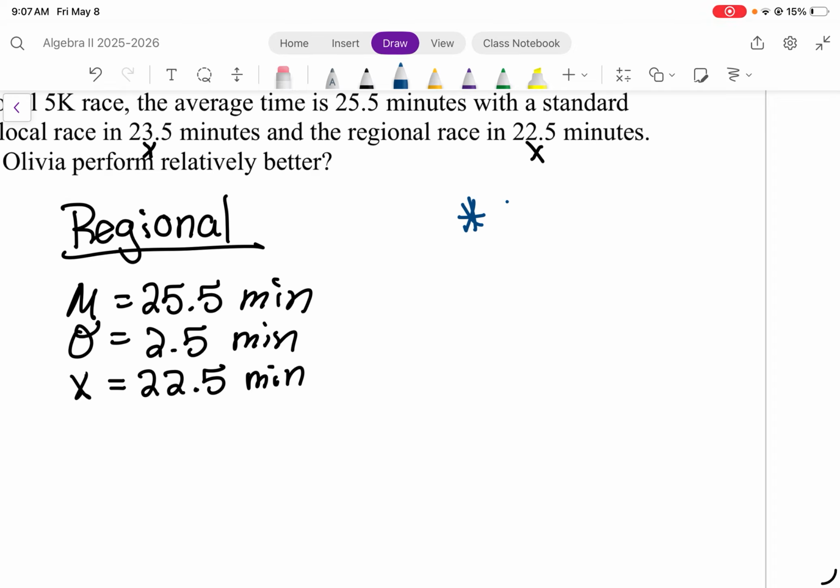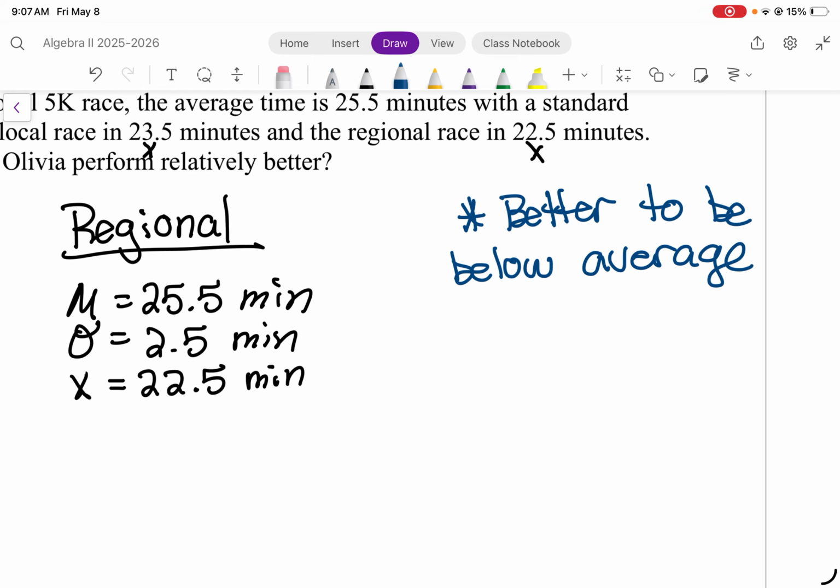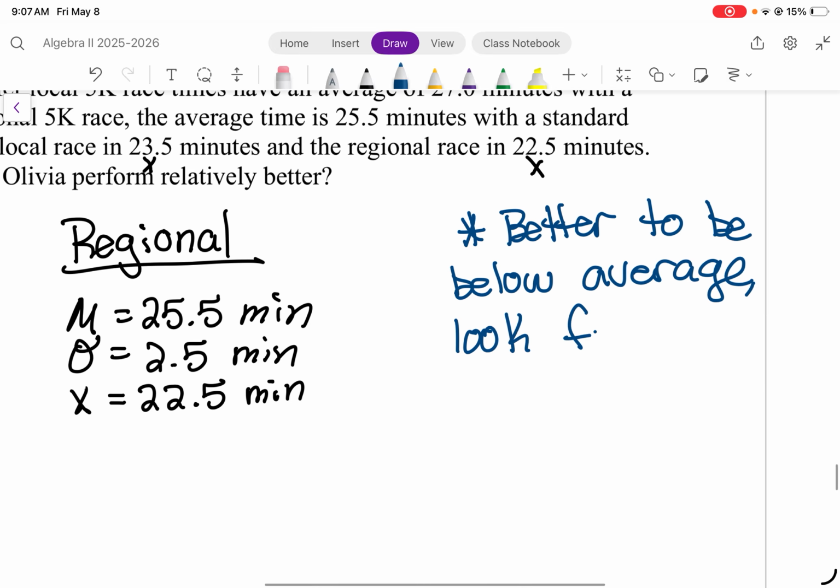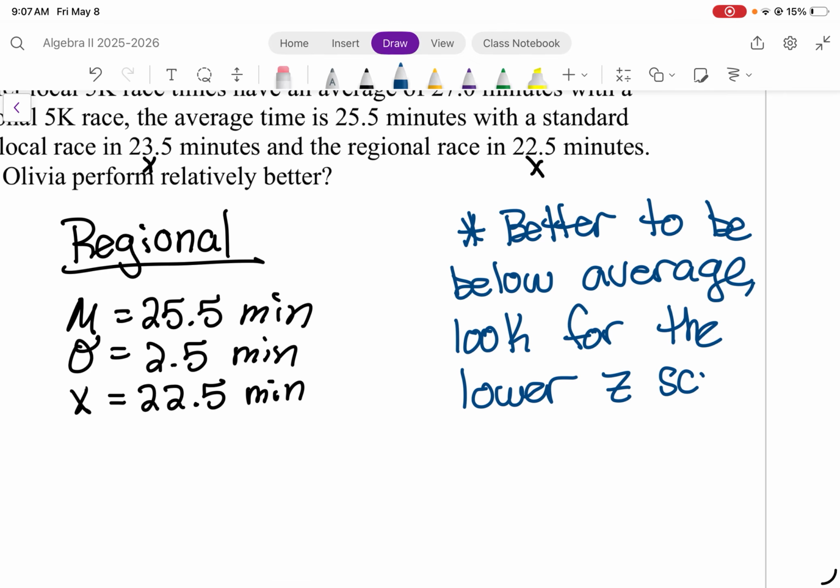For this one, it is better to be below average. So if we want something that's better or lower than the average, we want the lower z-score. Oops, sorry. So for these, you don't even need to find the probability of someone getting that time or less. We just need to compare the z-scores to figure out which race she did better in compared to the average.